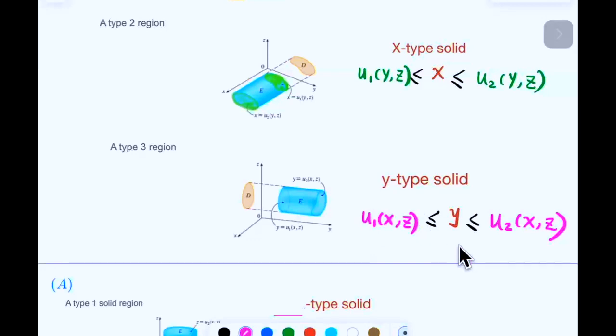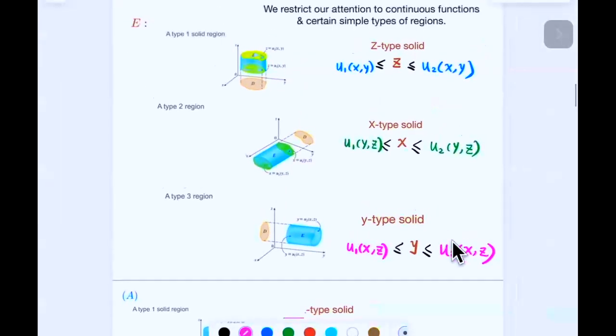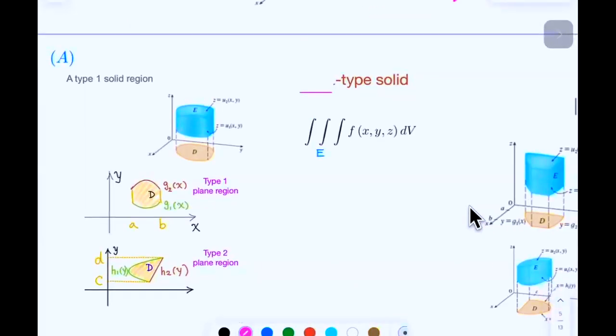Okay, all right, very good. Now, once you know these three types of solid, that's going to help us set up the triple integral. Let's focus on the first type of solid, the type 1 solid. I just called it a Z-type solid. So the triple integral of a function over this solid is going to be this. A function is acting on the solid.